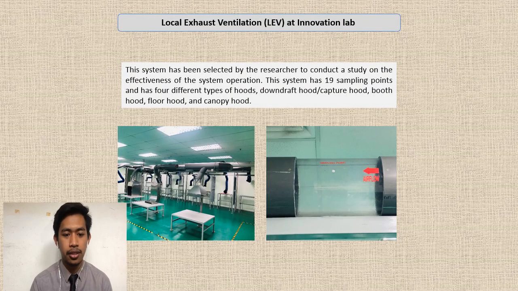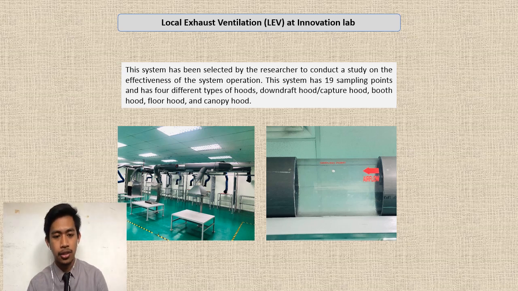This is one of the LV systems that I chose for my research. This system was selected by me to conduct the study on the effectiveness of the system operation. The system has 19 points and four different hoods: downdraft hood, capture hood, booth hood, floor hood and canopy hood. This picture shows the area where I take data and the sampling points.